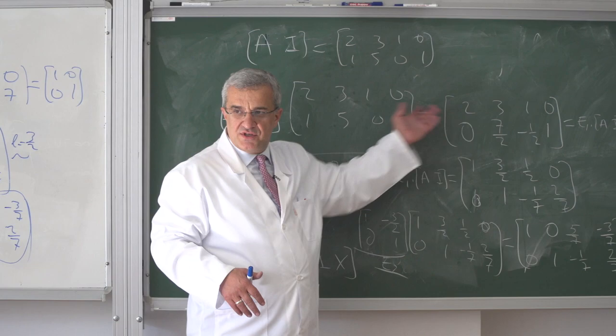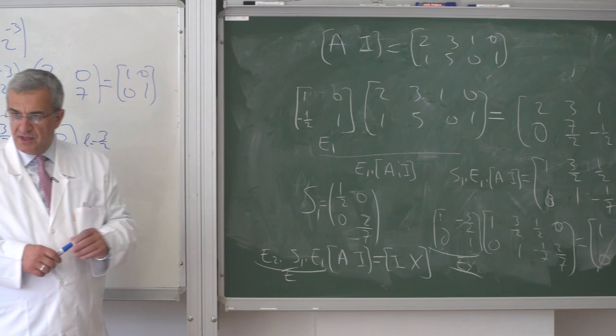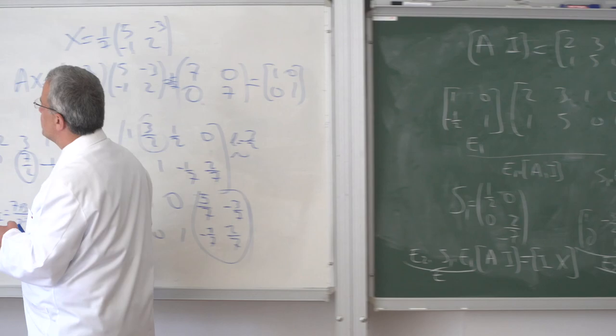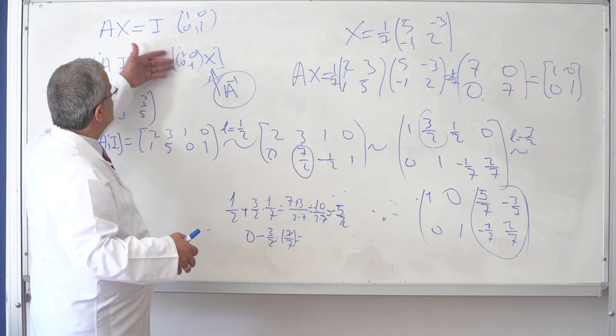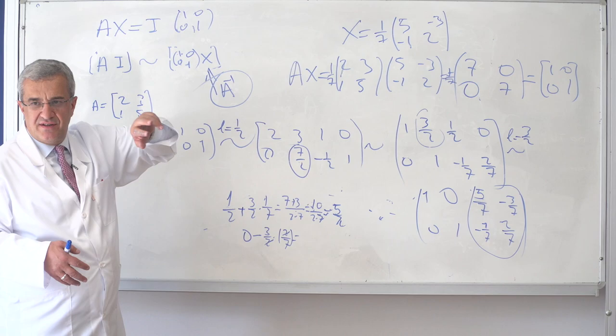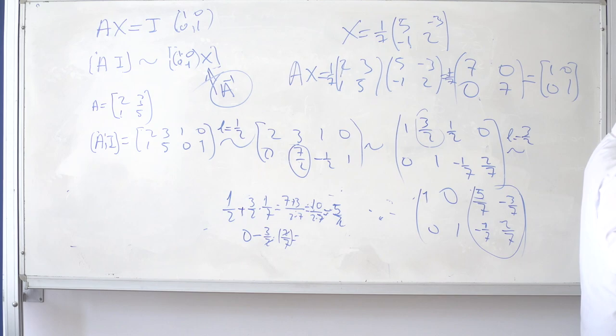So, yes. Then we said our aim, what did we set out to do? We started so that we will have A and I, and by performing row operations, we will obtain the identity and some X. So all those matrix operations, we call this first one E1. That's where we got. E1 times this is this, right?